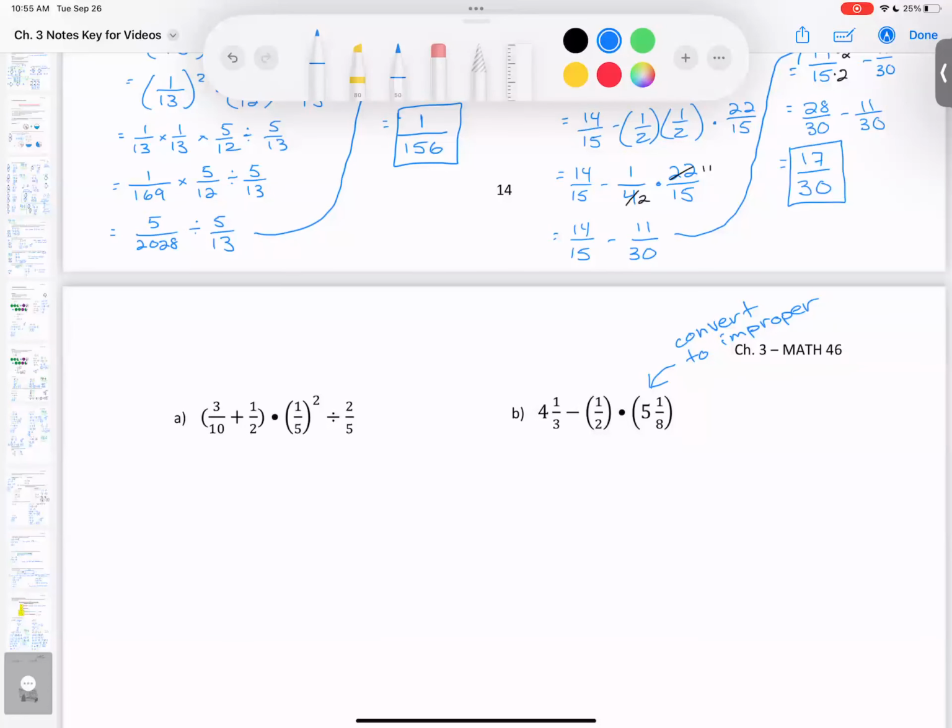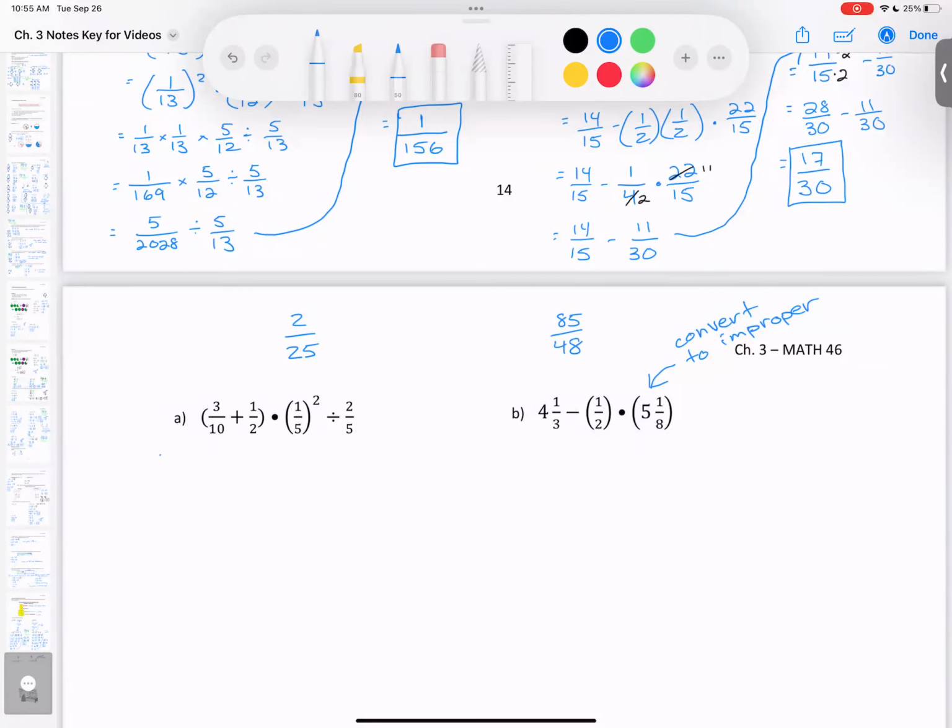All right, last two problems of chapter 3. I realized if you've done these on your own, I should just give you the answers. If you've got them right, you don't need to watch the video. So for the first one, you should get 2/25. For the second one, you should get 85/48. So let's do those together now.